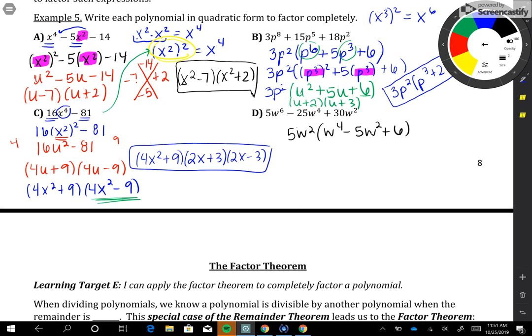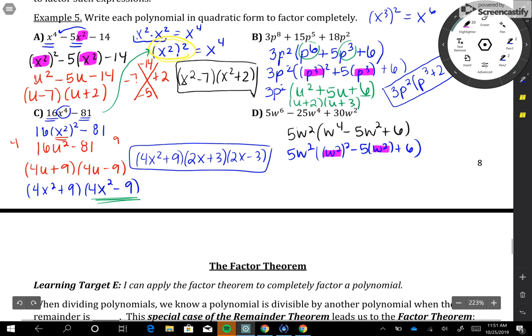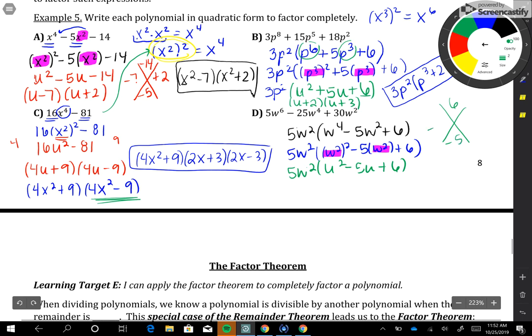All right, now this is a lot like letter A, where I could rewrite these w's as powers of w squared. So in place of my w squared, I'll put my u. And so I have 5w squared, and I'm going to have u squared minus 5u plus 6. We do our normal factoring. What multiplies to 6 adds to negative 5? Oh, that's a negative 2 and a negative 3. So u minus 2 times u minus 3.